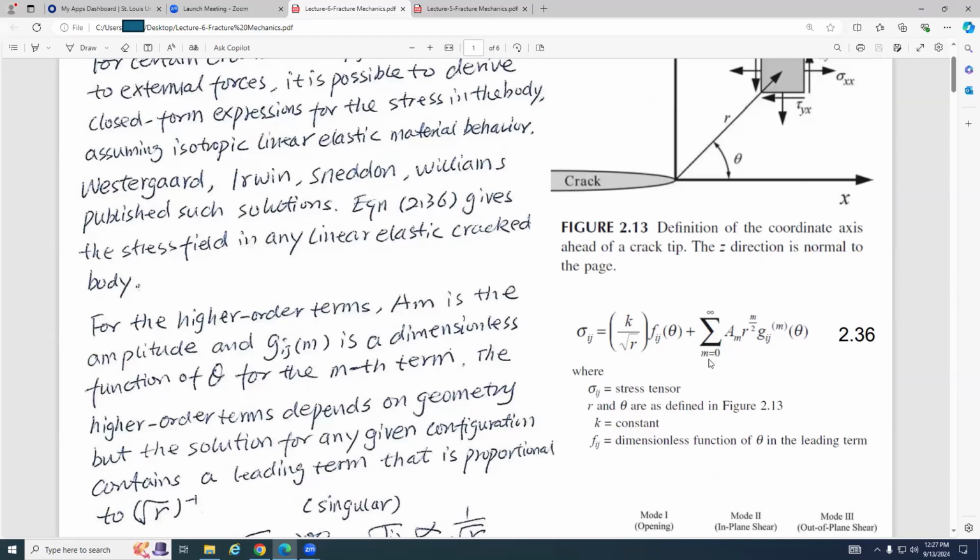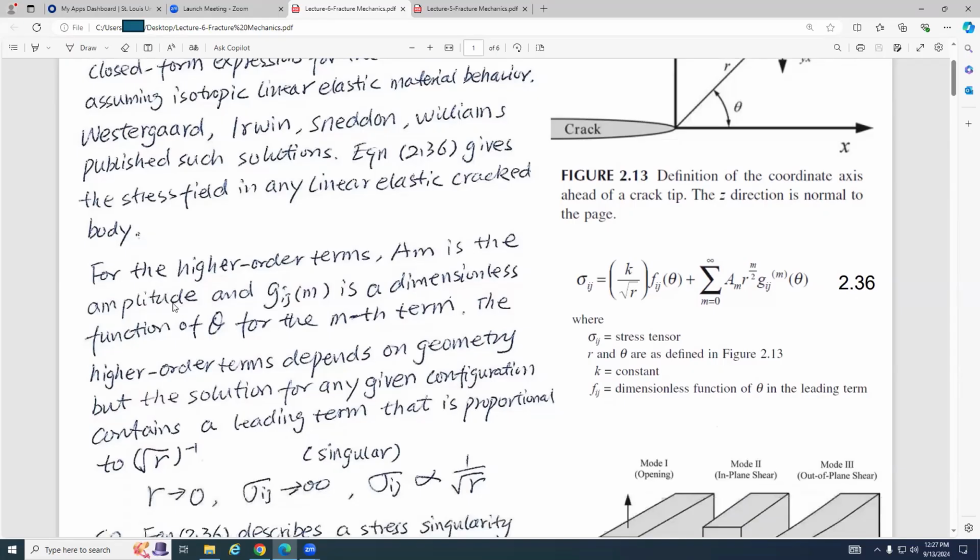So here is a summation up to m equals infinity, which is very, very long. We usually take care of the leading term, because the leading term is dominant. For higher order terms, Am is the amplitude and Tijm is a dimensionless function of theta for the mth term. The higher order terms depend on the geometry, but the solution for any given configuration contains a leading term that is proportional to 1 over square root r.